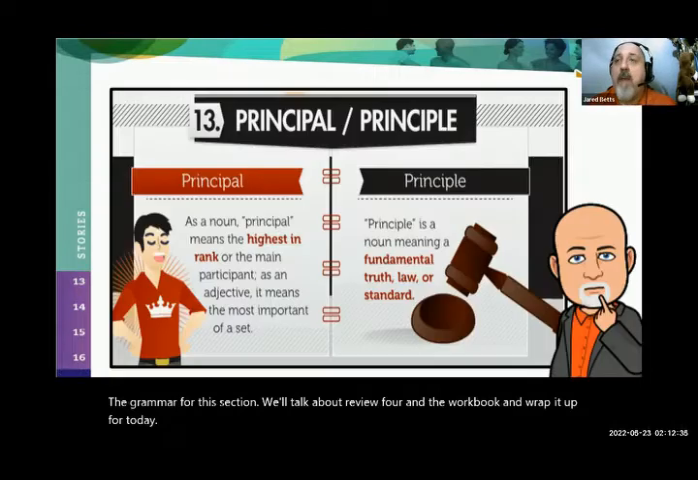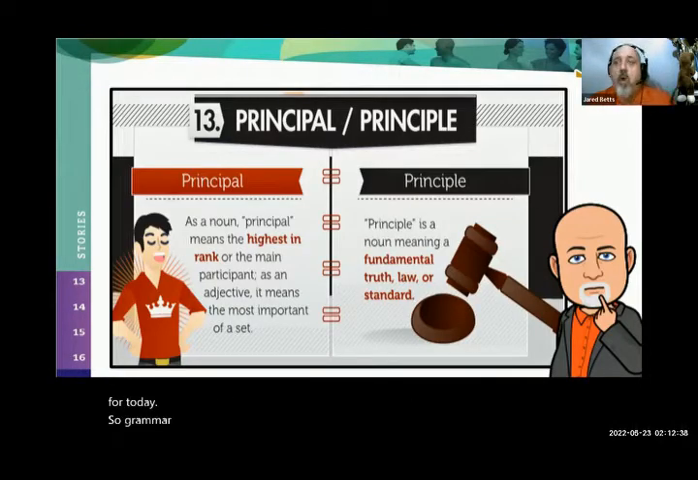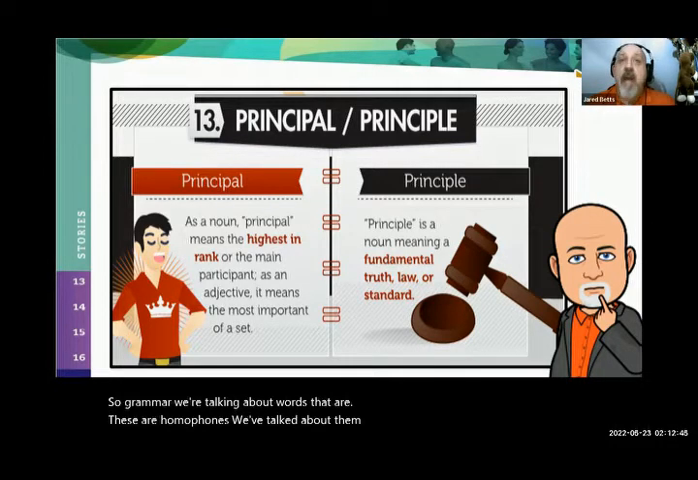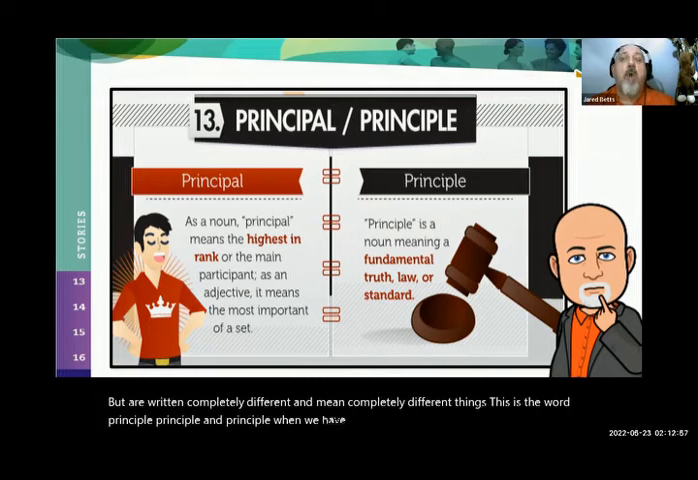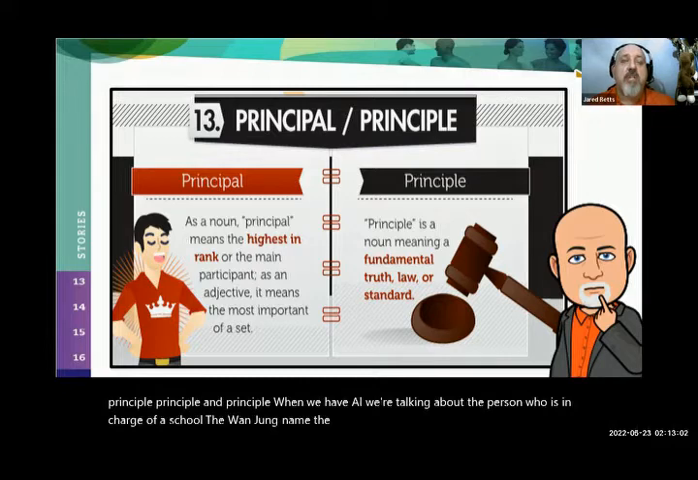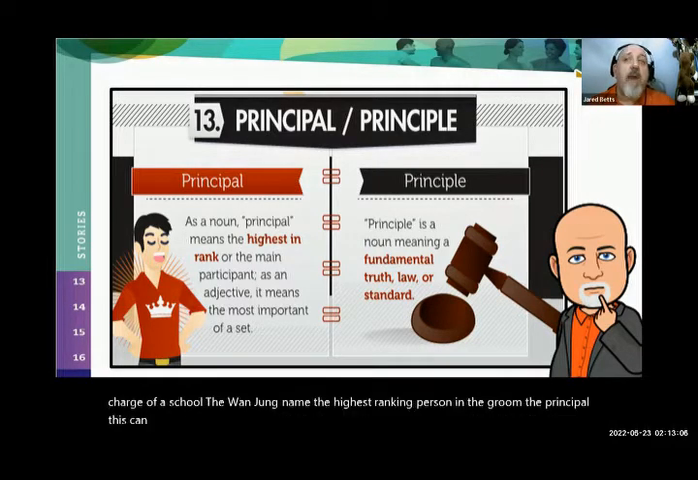So, grammar. We're talking about homophones. We've talked about them before as words that sound the same but are written completely differently and mean completely different things. This is the word principal. Principal and principle. When we have AL, we're talking about the person who is in charge of a school, the highest ranking person in a group, the principal. This can be used in many different ways when talking about a person.